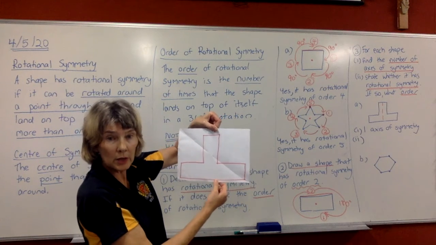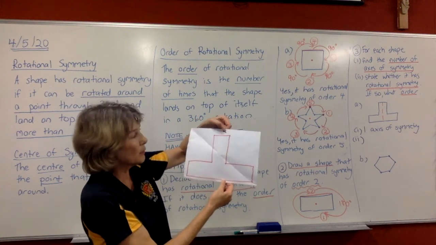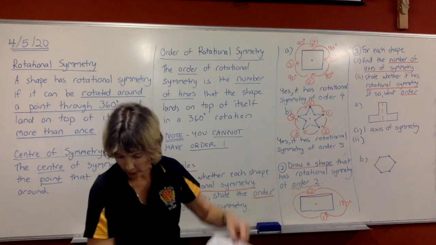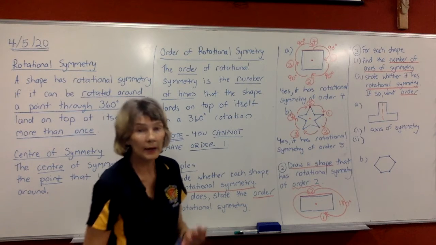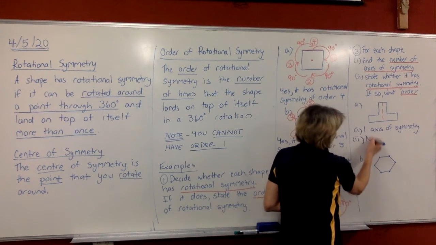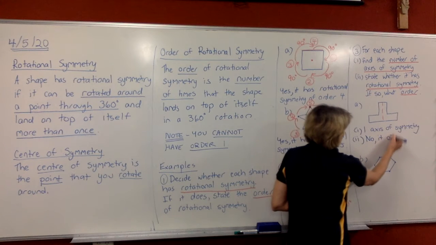Okay, it only looks like the upside down T when we get back to where we started. It doesn't look like an upside down T at any other time. So we can't have order 1, so we're going to say no, it does not have rotational symmetry.